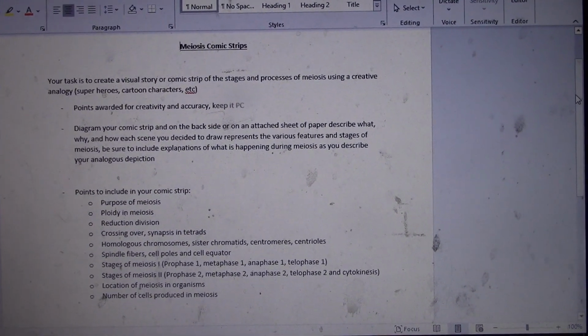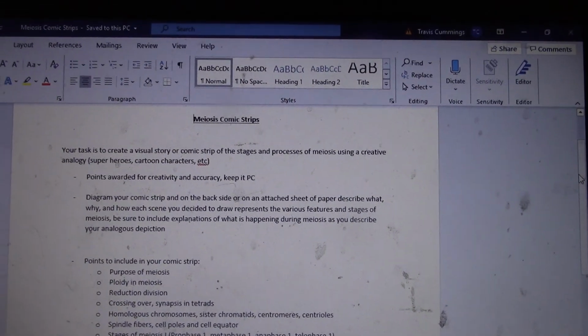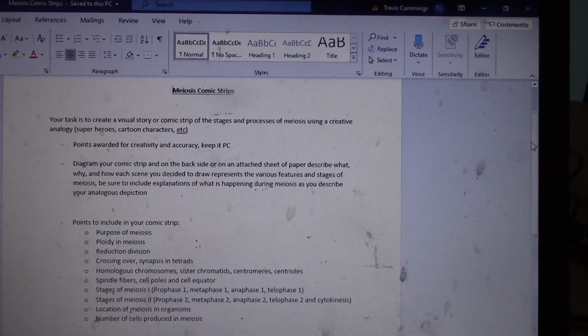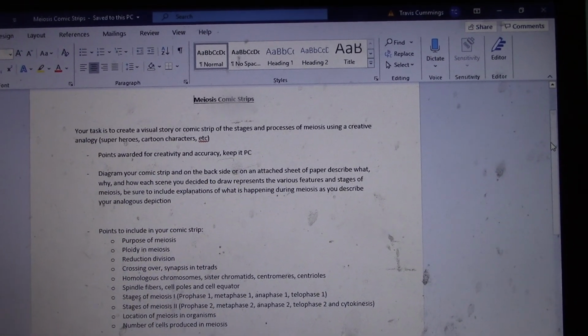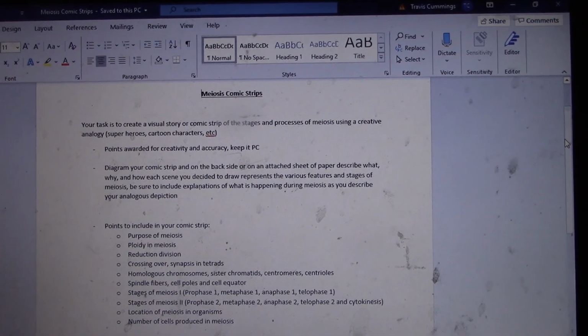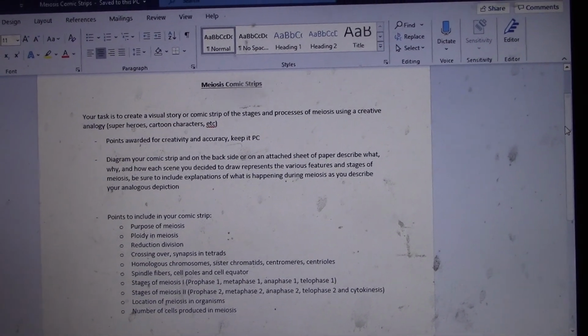All right. I'll put a due date up on this later, but you can do your meiosis comic strip in pairs. So you can do it in a group of 2 if you would like, and I'll put a due date up on the news feed.